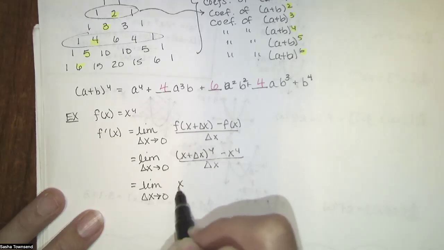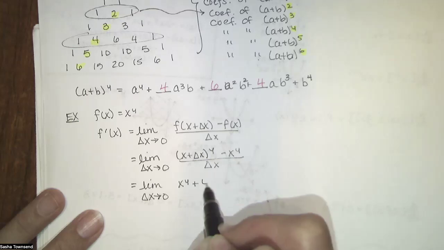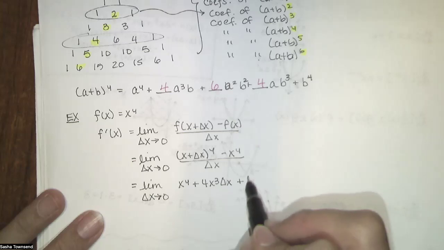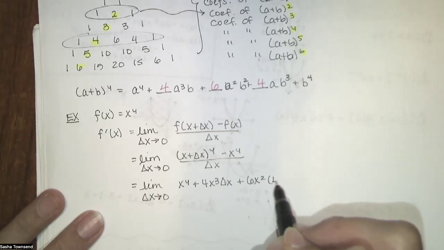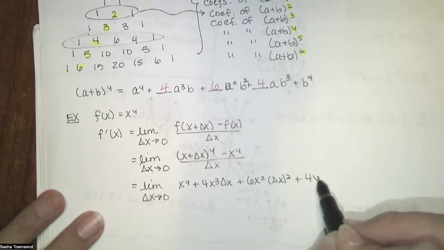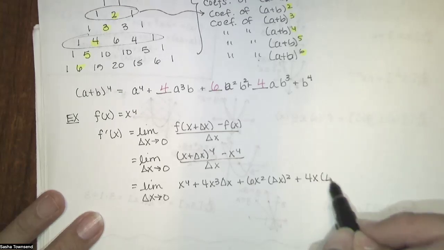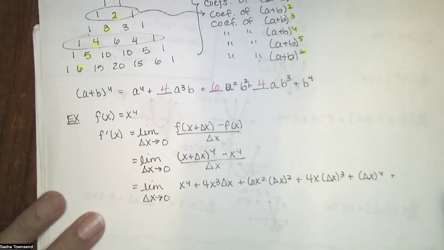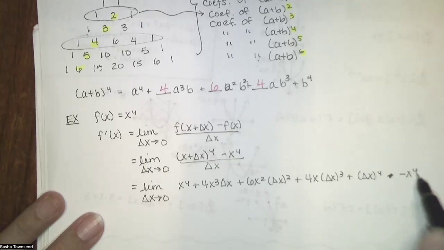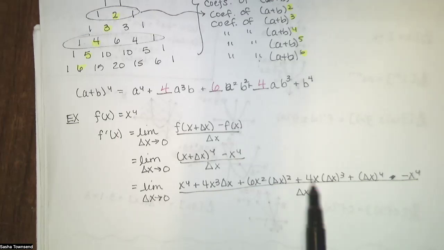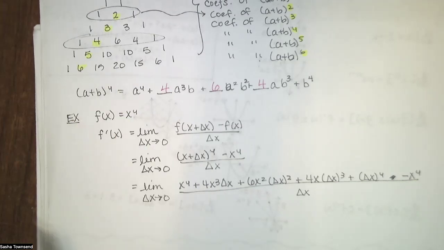we've got x to the fourth plus 4x cubed times delta x plus 6x squared times delta x squared plus 4x to the first times delta x cubed plus delta x to the fourth minus x to the fourth, all divided by delta x. Again, the 4, the 6, and the 4 come from Pascal's triangle.